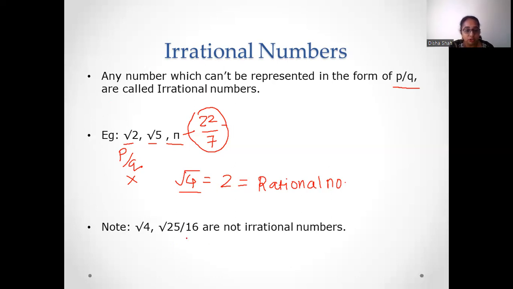Similarly, √(25/16) can be written as 5/4, which is once again a rational number because you are writing this number in the form of p/q, and hence they are not irrational numbers. तो जरूरी नहीं है कि हर रूट वाले नंबर आपके irrational number हो. Okay.